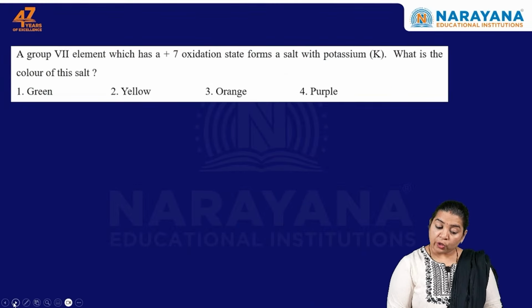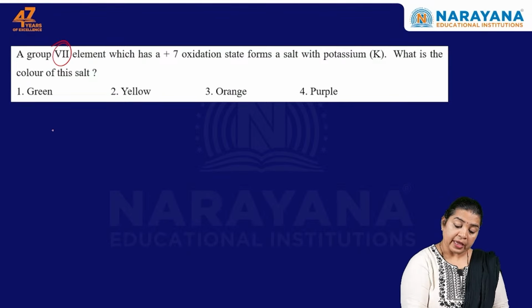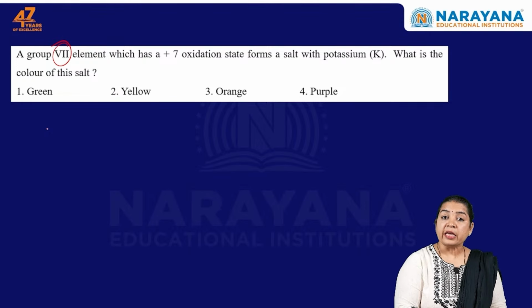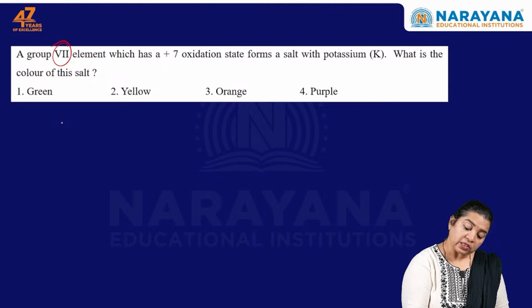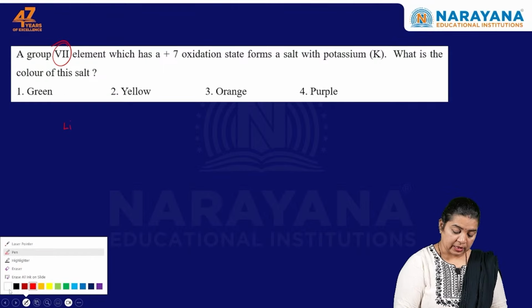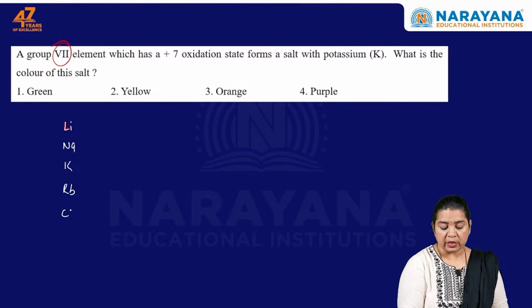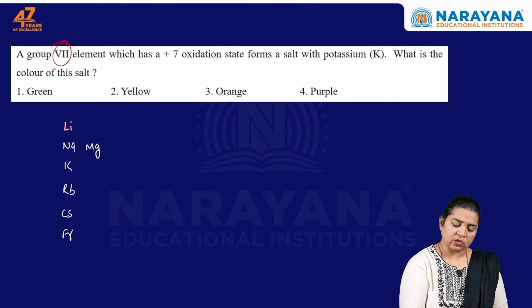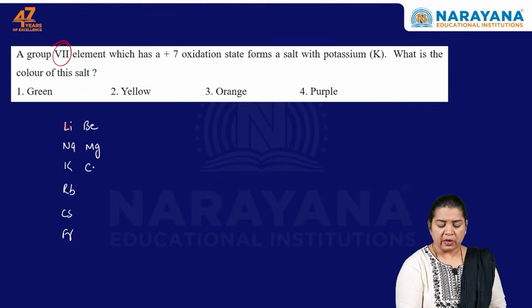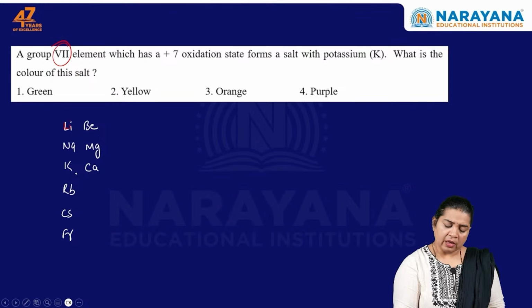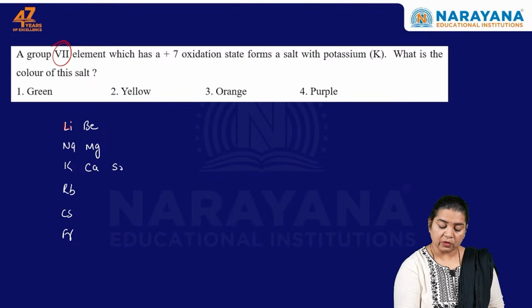Next, a group 7 element. Now, what is this 7? Let us first identify that. So, first is our alkali metals, right: lithium, sodium, potassium, rubidium, cesium, francium. Next is alkaline earth metals. So, if I just write, we can write completely, but just to save time: beryllium, magnesium, calcium. Okay. Now, let us write the third group, strontium.